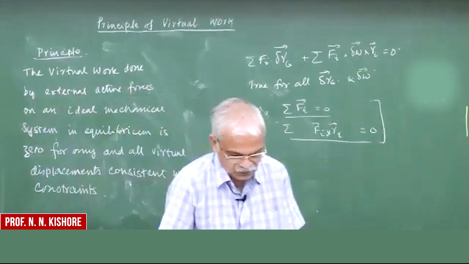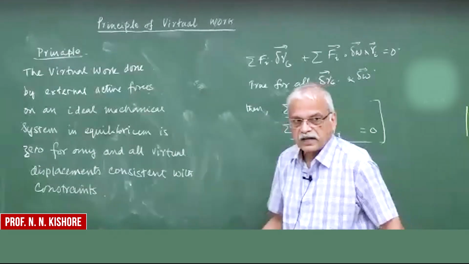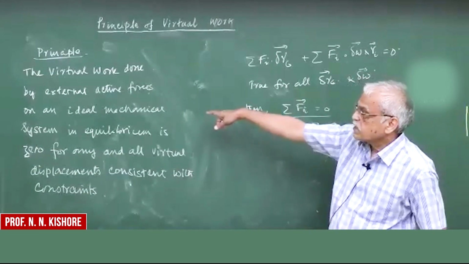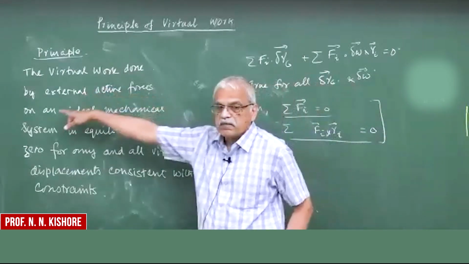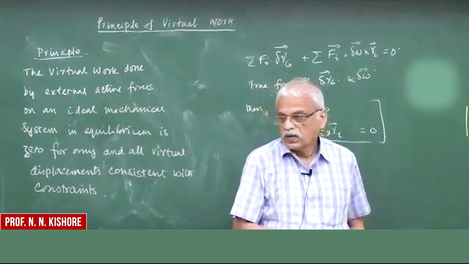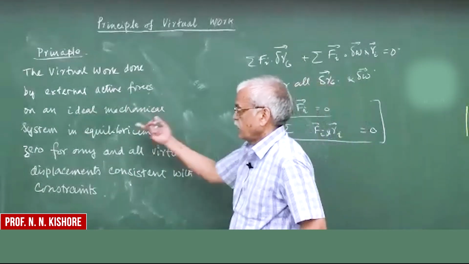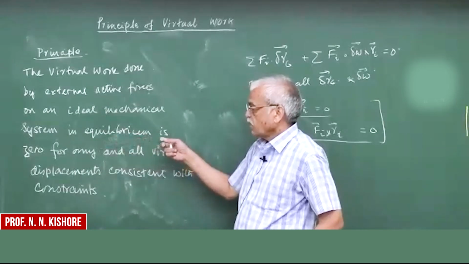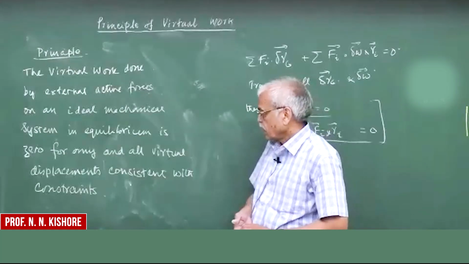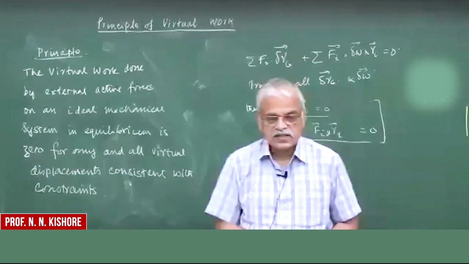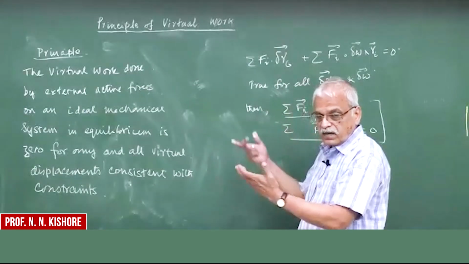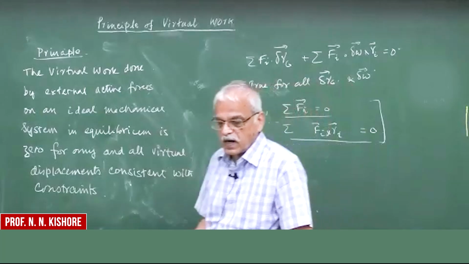I'm using this principle, I'm telling it, but I'm just writing it for the sake of completeness. The principle says that the virtual work done by the external active forces on the mechanical system in equilibrium is 0 for any and all virtual displacements consistent with constraints, kinematic constraints. Okay, so this is the principle which I've been saying, but I'm just putting it down here.